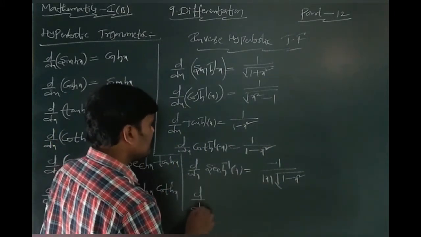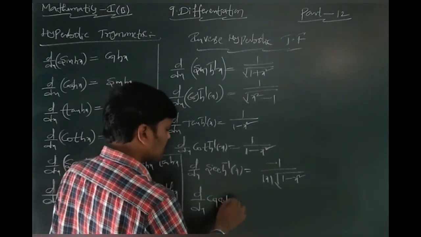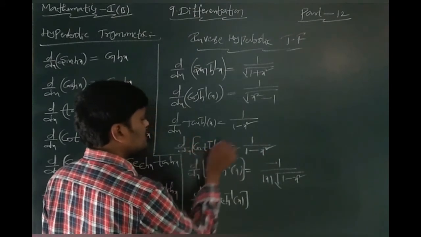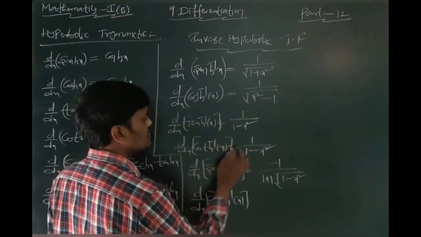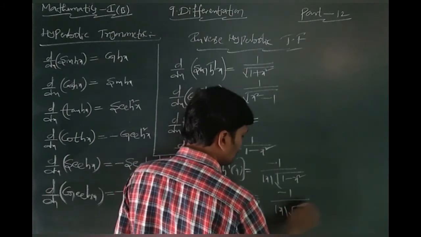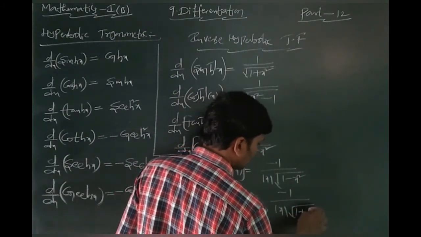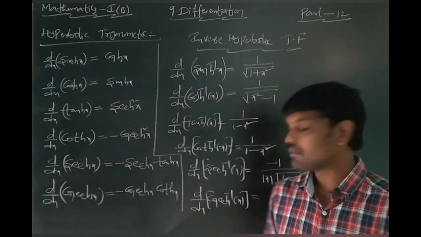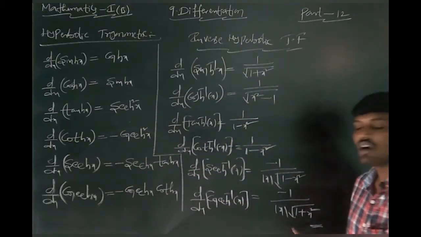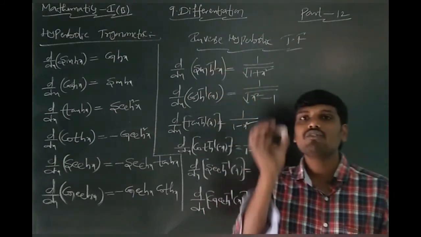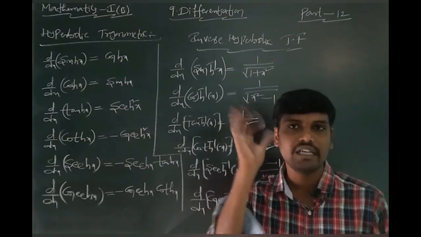Next, derivative of cosecant h inverse x is minus 1 by mod x into square root of 1 plus x square. These 6 formulas are inverse hyperbolic function derivatives.